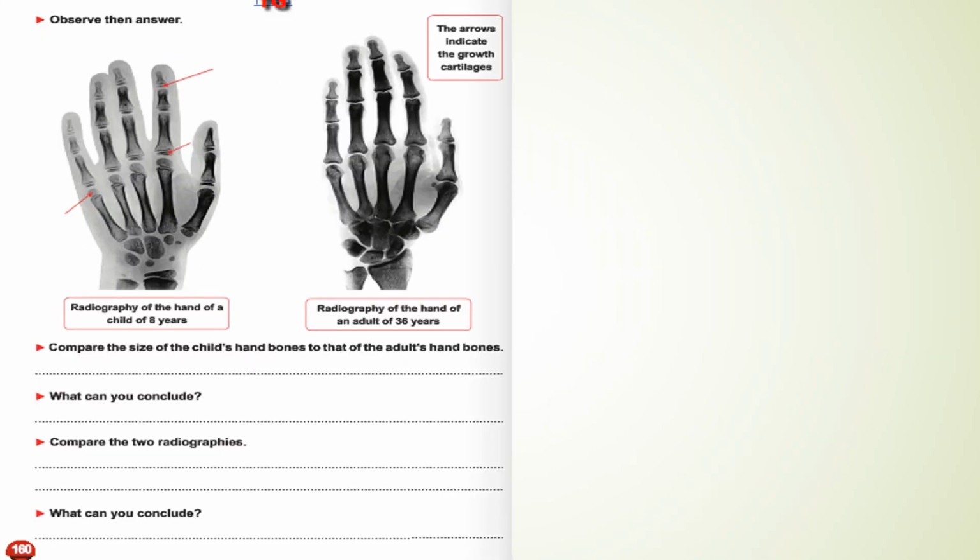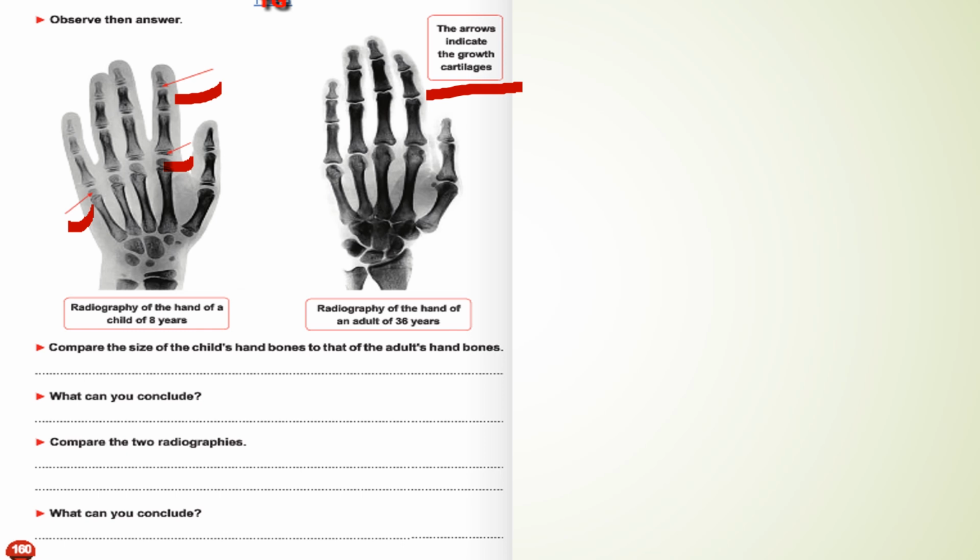Now turn the page on page 160 in order to solve the second document. We have here two radiographies. We have the radiography of the hand of a child of 8 years, and we have another radiography of the hand of an adult of 36 years. And in this box, they mentioned that the arrows indicate the growth cartilage. You can see here that we have arrow, another arrow, and a third arrow. But here, there is no arrows.